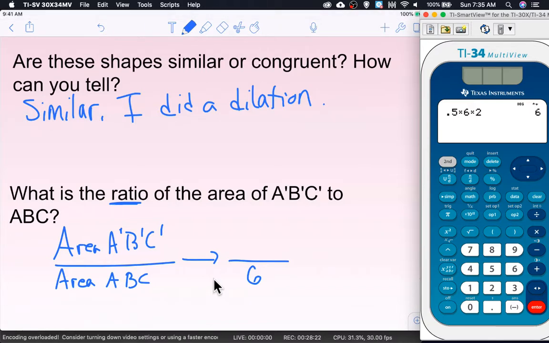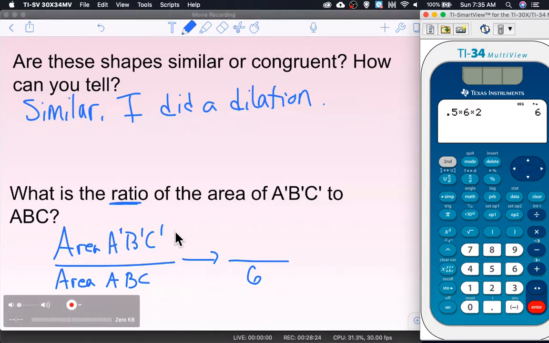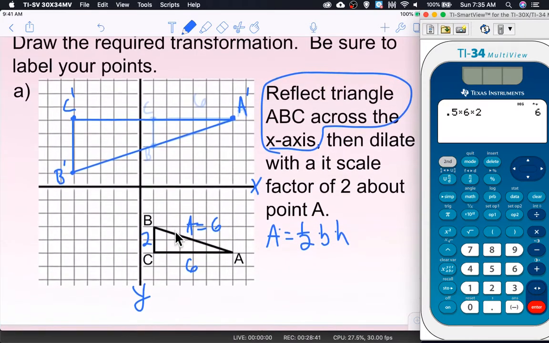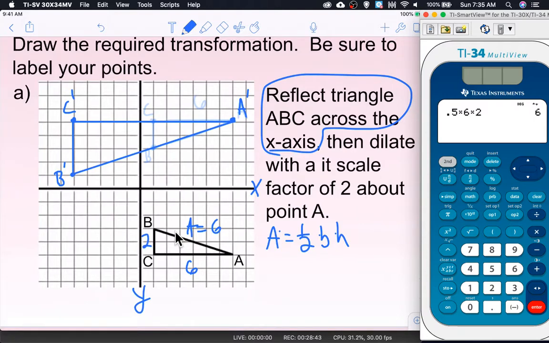Now, before we find the area of A prime, B prime, C prime, do you want to take a guess at what it is? If you said 12, I like where your brain's at. You're not right, but I like where your brain's at. You were thinking, hey, it's 2 times as big. The area is going to be 2 times as big. Unfortunately, it doesn't quite work out for you.